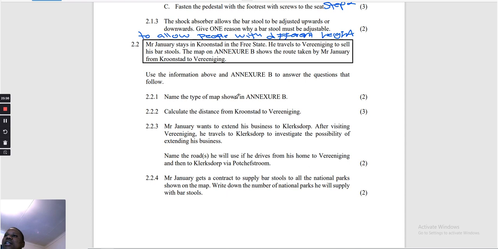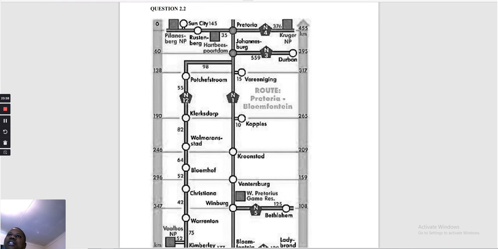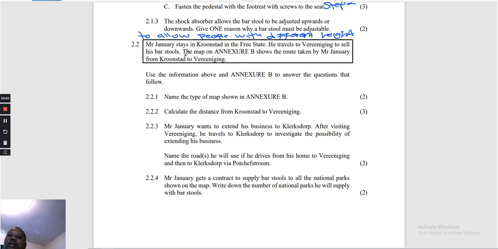They say name the type of the map in Annexure B. Let's look at that map. Which map is this one? Okay, this map here, we talk about the strip chart map. And we have the provincial, we have the street, but this one is the strip chart map. Strip chart map.